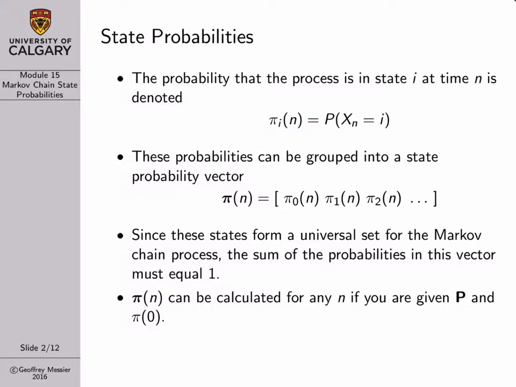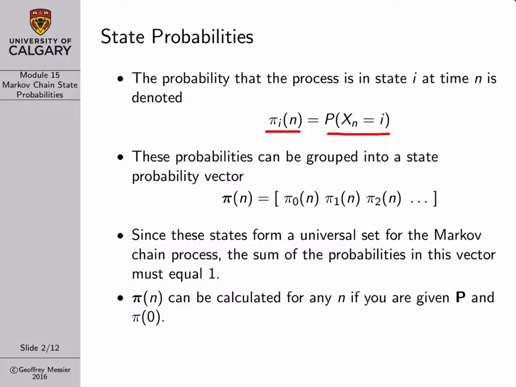Okay, just to start off with the definition, a state probability is basically just the probability of being in a certain state at a certain time step. And the symbol we're going to use to represent state probabilities is pi. So pi i as a function of n is just the probability that the Markov chain is in state i at time step n.